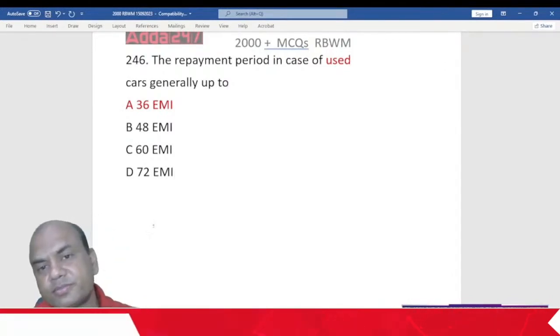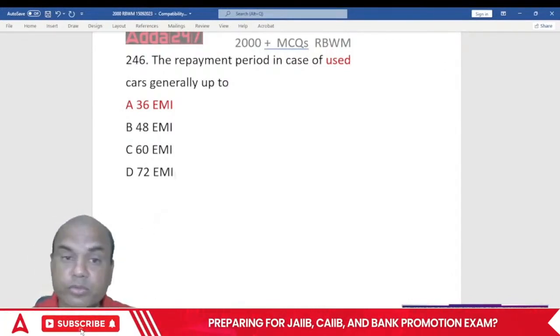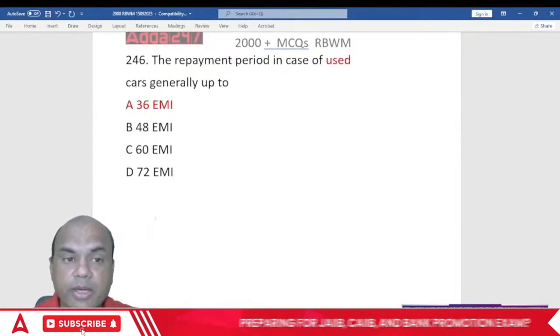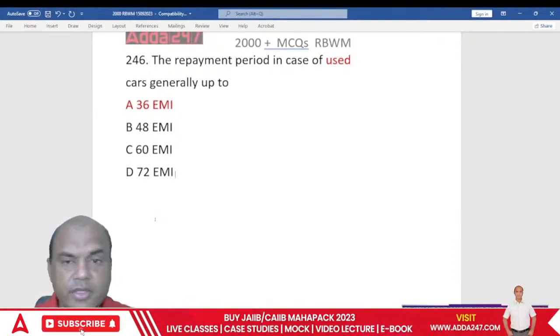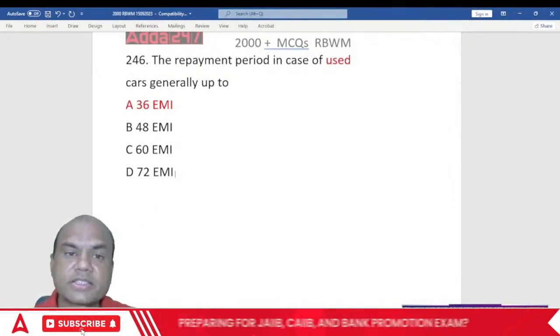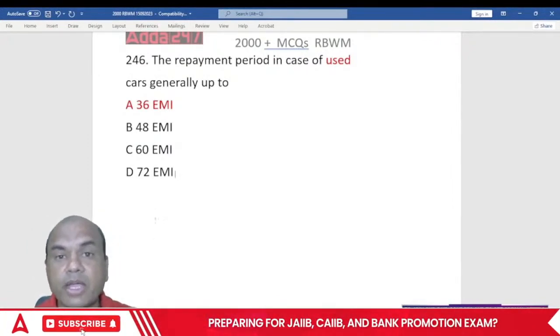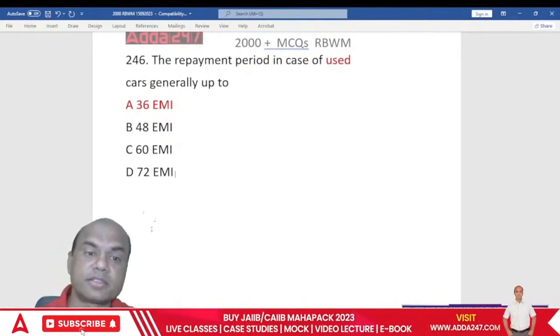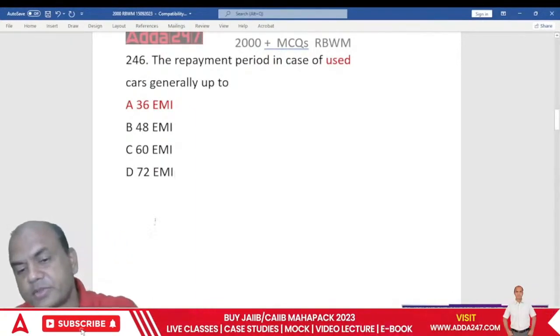Yes, everyone. Two-wheeler, scooter, bikes. Okay, it is 3 years. Correct. 36 EMI. Scooter, bike, two-wheeler, anything. It is 3 years. Okay, 36 EMI.